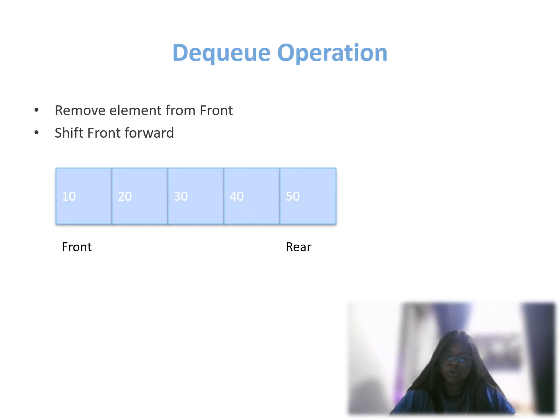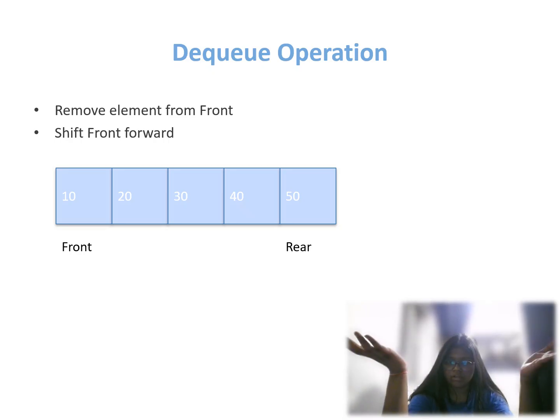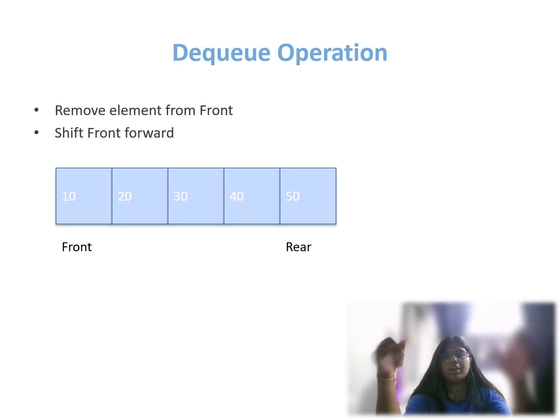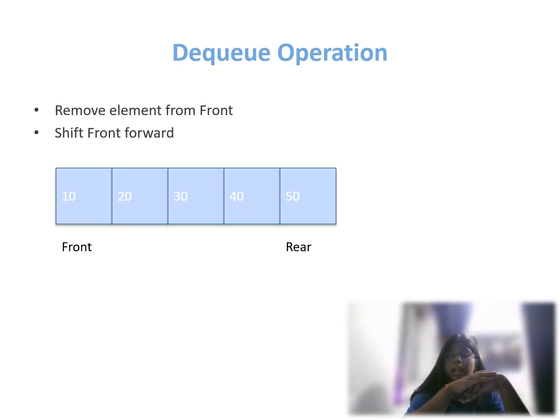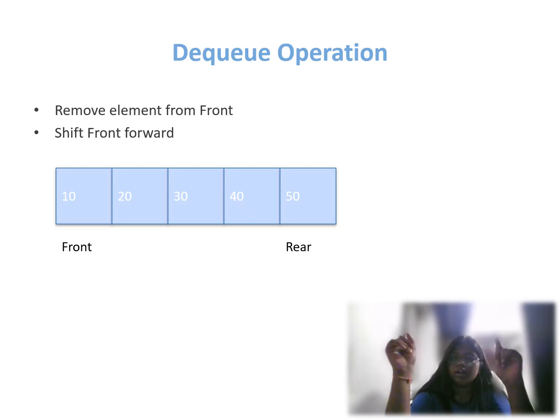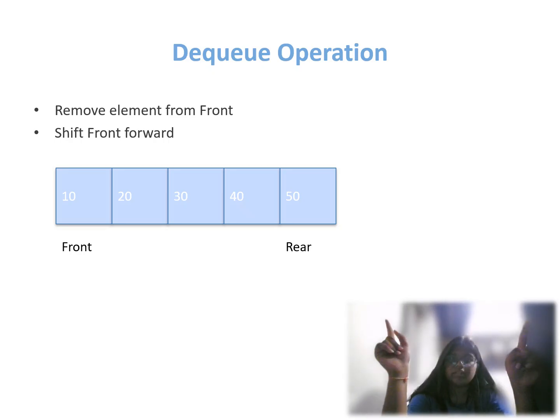Dequeue operation. In the dequeue operation, we remove an element from the queue. First, we check if the queue is empty, in which case we show an error. If not, we remove the element at the front and then increment the front pointer. If front becomes greater than rear, the queue is reset, meaning it becomes empty again.